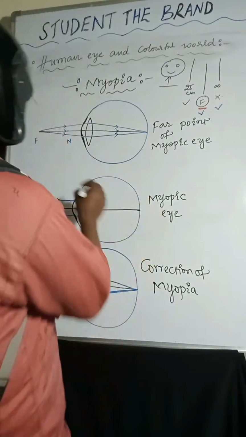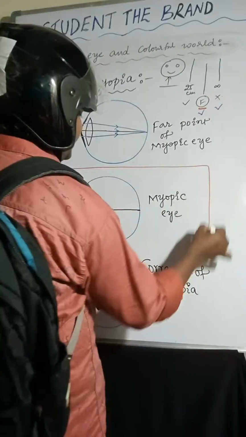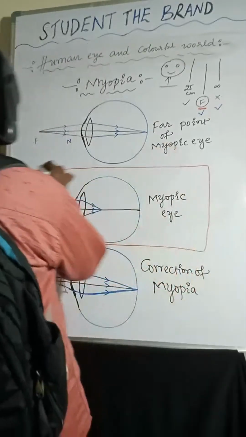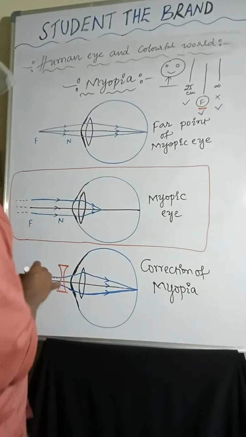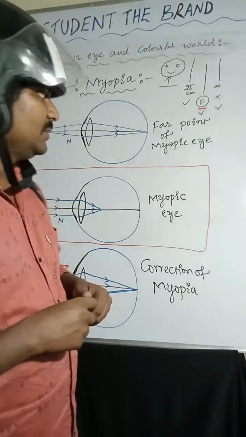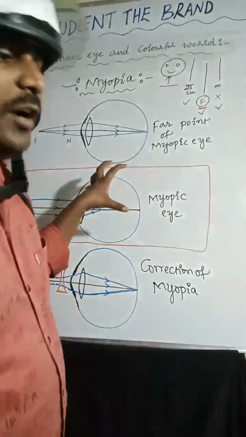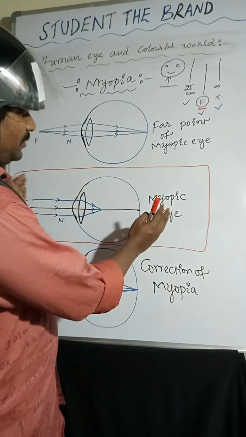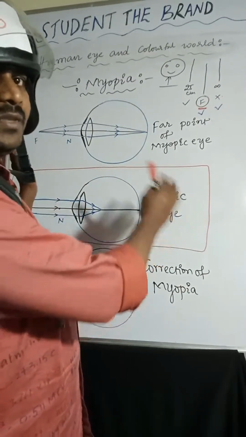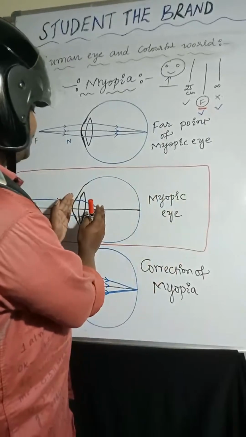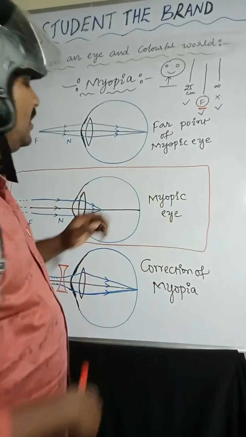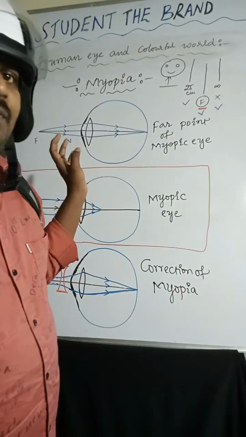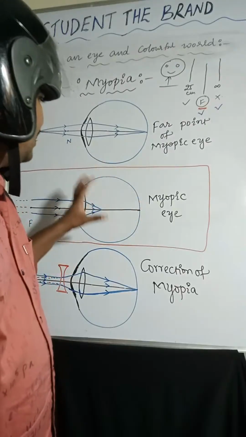So if you observe this middle diagram, you'll get to know the causes of myopia. What are the causes of myopia? If you observe the second diagram, the eyeball is too big, and the focal length is small. So those are the two causes of myopia.